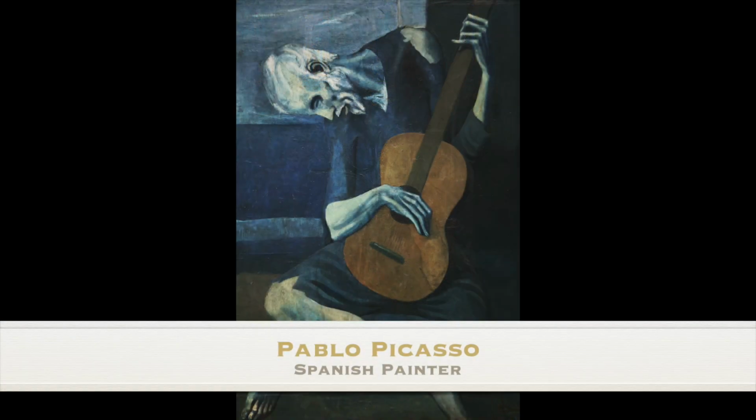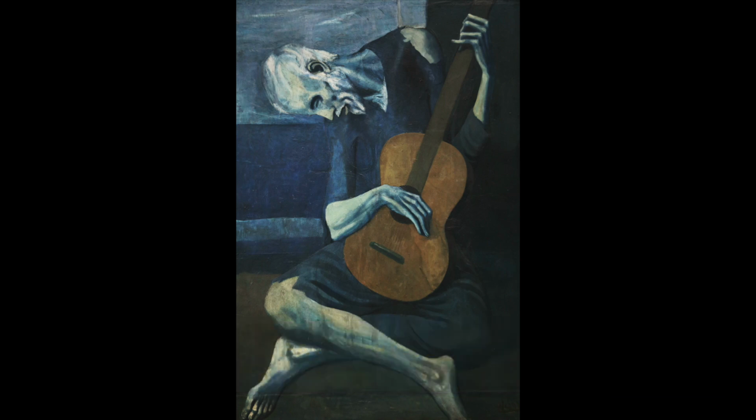And then the last one I want to show you, because this one actually is in Chicago, is The Old Guitarist by Pablo Picasso. Okay? With Pablo Picasso, he was usually known for his Cubism style, but at one point in his career, he decided to do some monochromatic pictures, some with pinks and reds, some with blues.